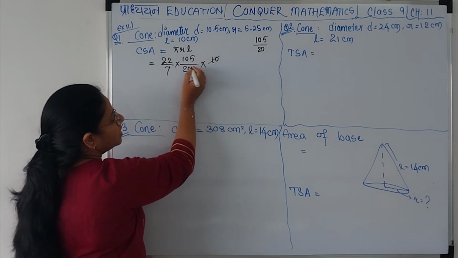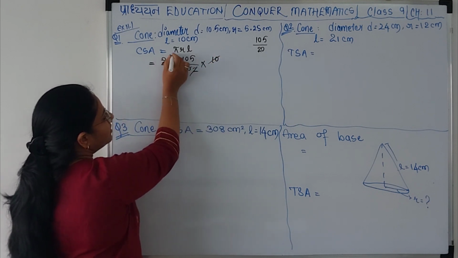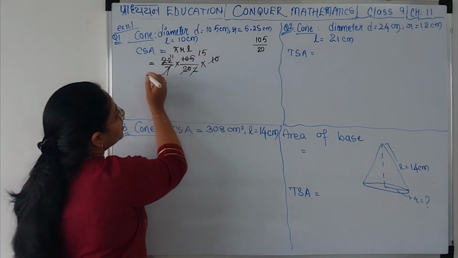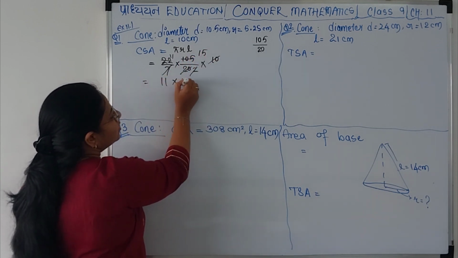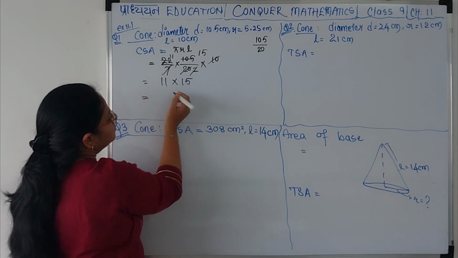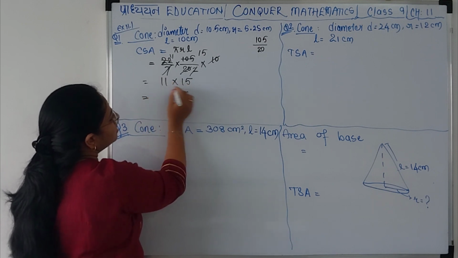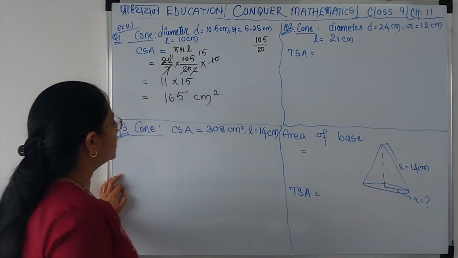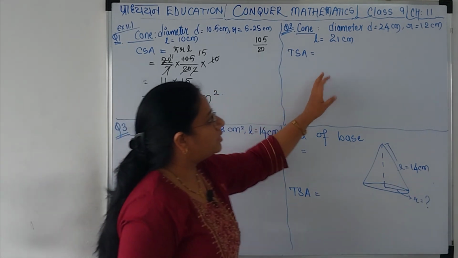This is 10. So 10 and 2, 2 and 11 and 7. 7 ones are 7, 7 threes remain, 7 fives are. So you get this as 11 into 15, which is equal to 165 centimeters squared.